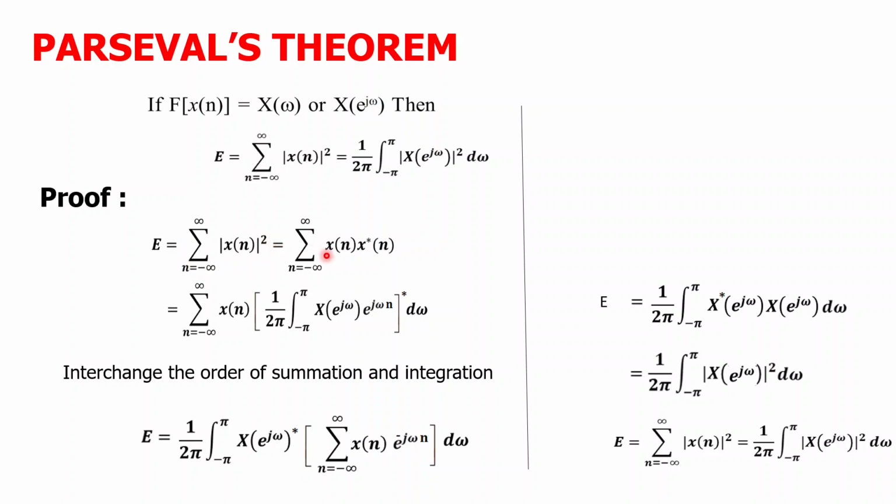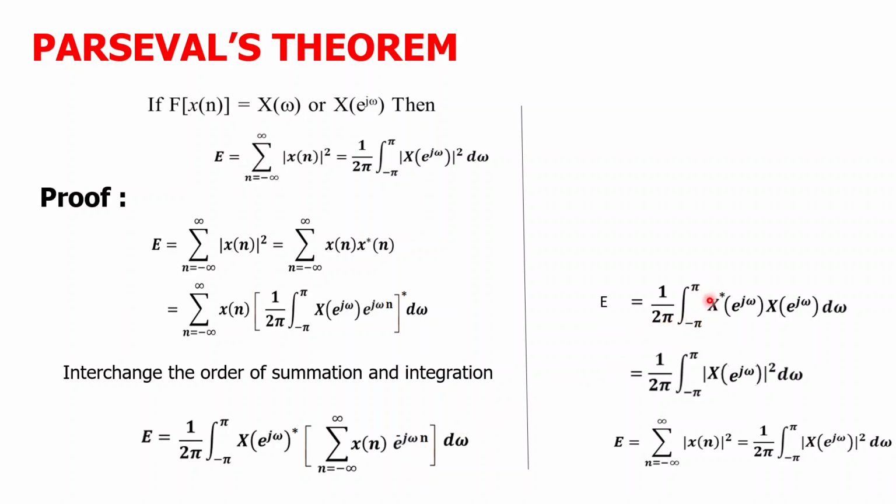So how can we write modulus of x of n squared? x of n into the complex conjugate of x of n. So from the inverse DTFT, this is the inverse DTFT equation. Here the conjugate is there, so we have written the conjugate also. So what is meant by conjugate? If a signal is there, we take its conjugate value. If e power j is there, it will take its negative value. That is nothing but conjugate. So e power j omega n here will become e power minus j omega n.